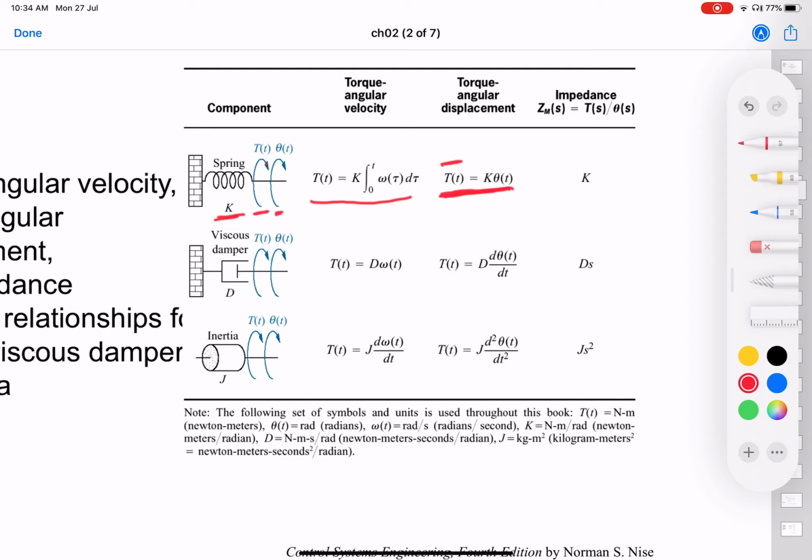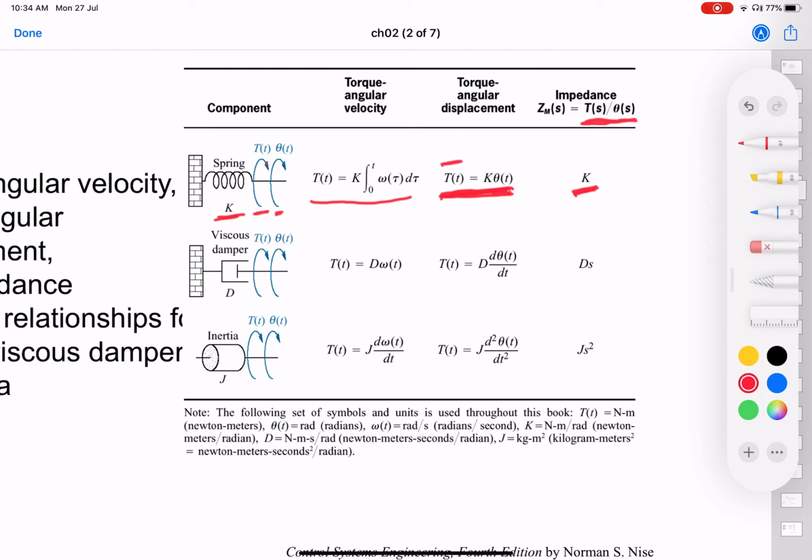Again, like the translational mechanical systems, if you want to find what we define as impedance of this particular element in the rotational system, the impedance is going to be the torque divided by the angular displacement. So T of s divided by theta of s in the s domain. If you find that out by taking the Laplace transform of this equation, you'll get K. So this is again similar to what we found in translational mechanical systems. The impedance of the spring was K.